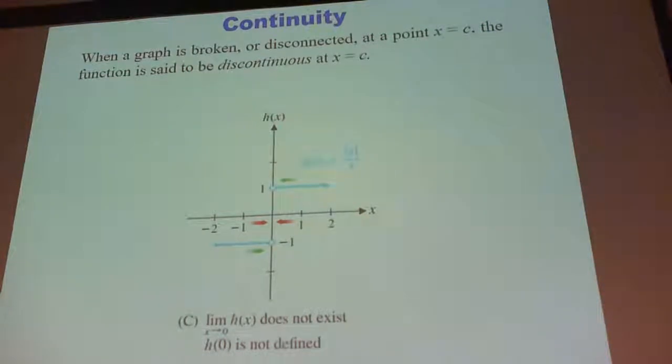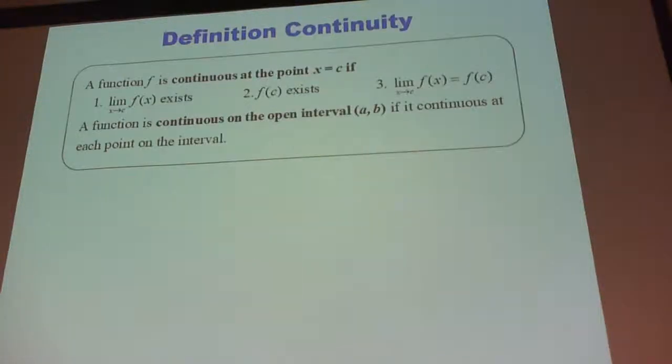Now we're just building upon it a little bit. A function is continuous at the point x equals c if the limit exists, f of c exists, and the limit as x approaches c of f of x equals f of c. So it's continuous if all 3 things happen. And a function is continuous on the open interval (a, b) if it's continuous at each point on the interval. So that's just knowing what continuous means.